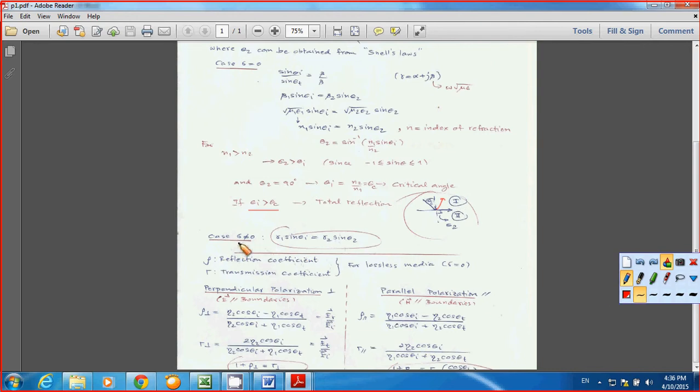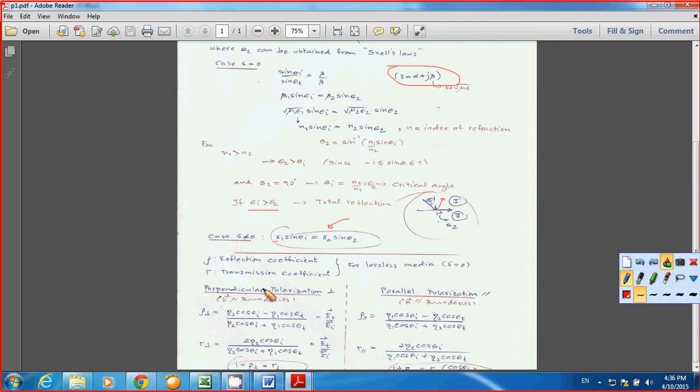For the case where sigma is not equal to 0, or lossy media, you still have to keep gamma equal to alpha plus j beta, so you cannot ignore the real part, the attenuation constant. But we're not getting into this here because I want to explain the basic principle of oblique incident plane waves.